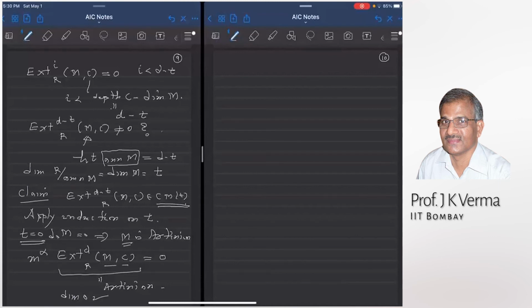Okay. All right. So we are done with the t equal to 0 case. So now suppose that t is bigger than or equal to 1. So this M is a Cohen-Macaulay module, and the dimension of M is positive. So there exists an x in m which is M-regular.